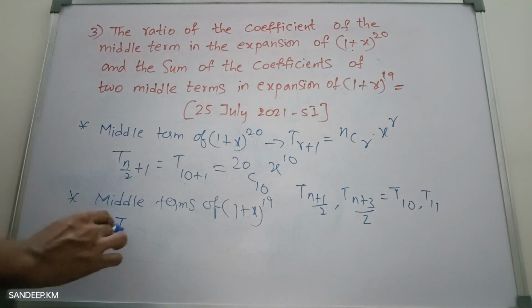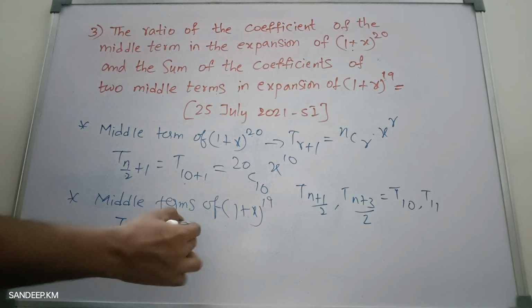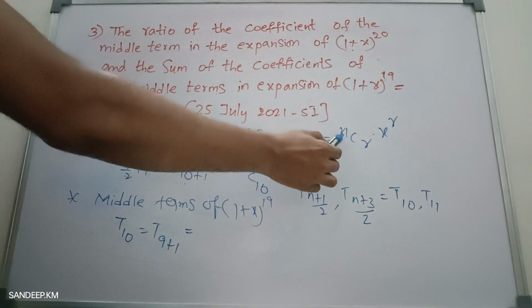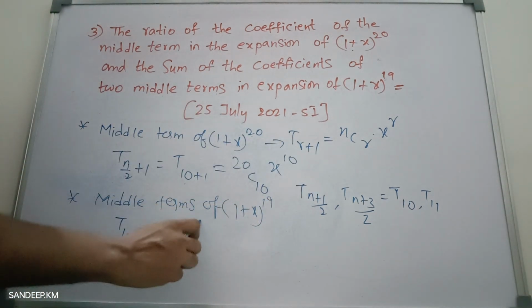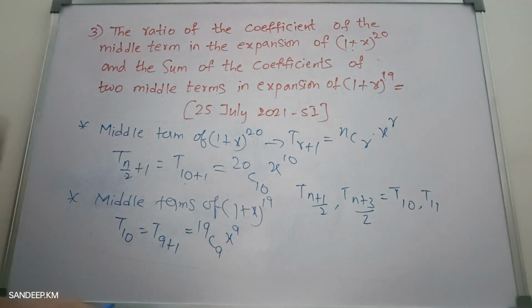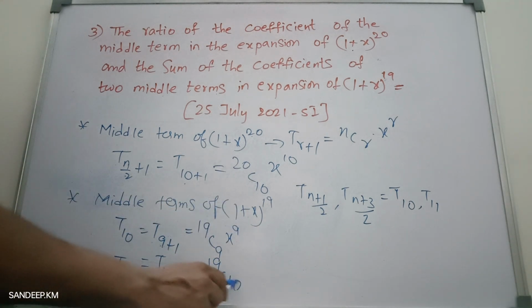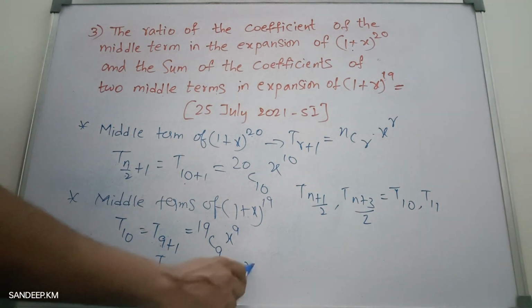So first, 10th term is T(9 plus 1), which is equal to, using the general term formula nCr, the index is 19, na? 19C9, r value is 9, into x power r, that means x power 9. Similarly, T11, the 11th term, is given by T(10 plus 1). Once again nCr, what is it? 19C10 into x power 10.